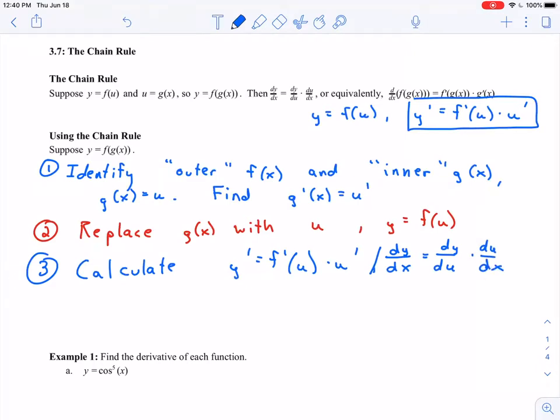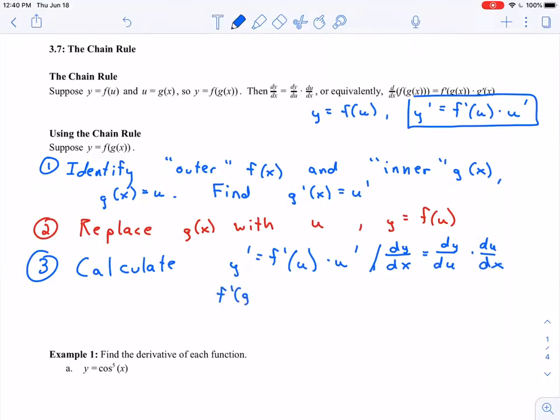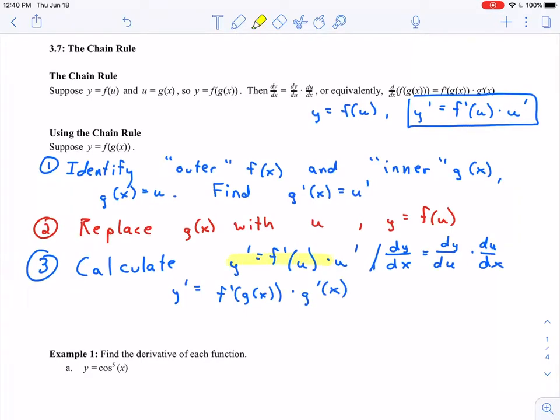You could use f prime of g of x, let's say y prime here for this. Y prime equals f prime of g of x times g prime of x. All three of these, they're all equivalent. They're just different ways to write the same thing. Again, I think that this is the one that I'm going to lean on the most, just because I think it's the easiest to digest and the easiest to understand.